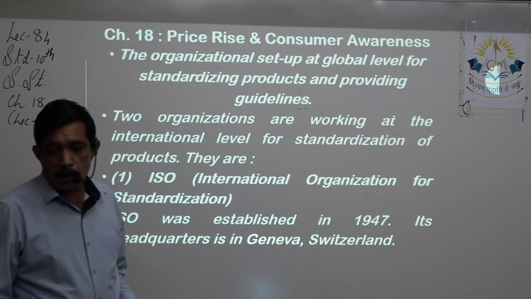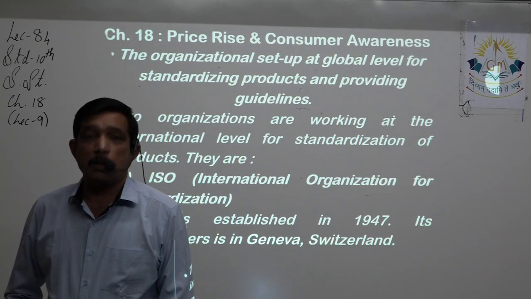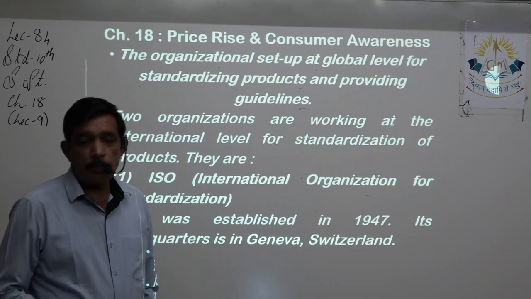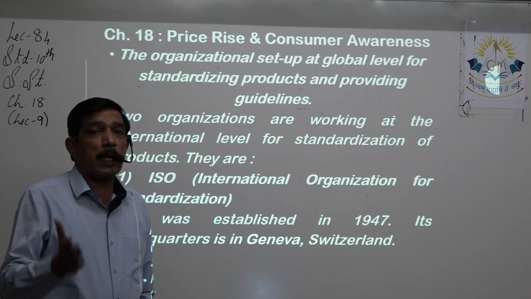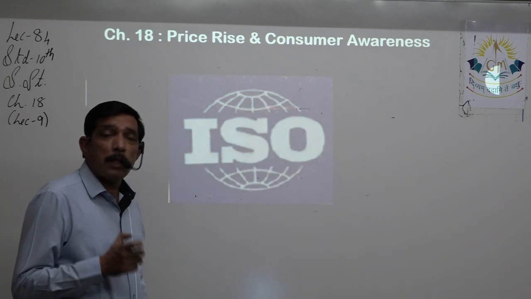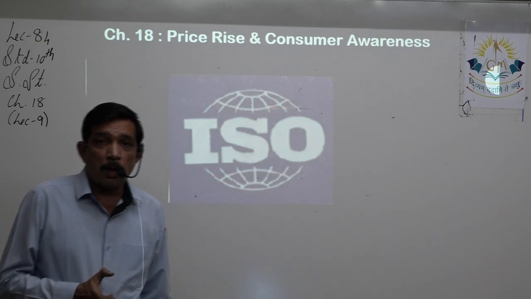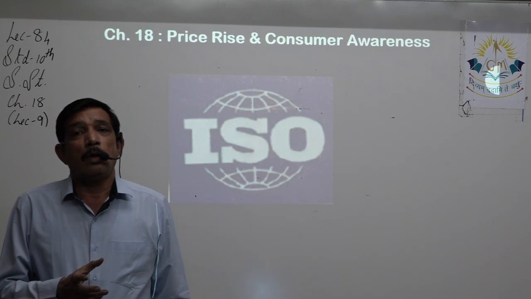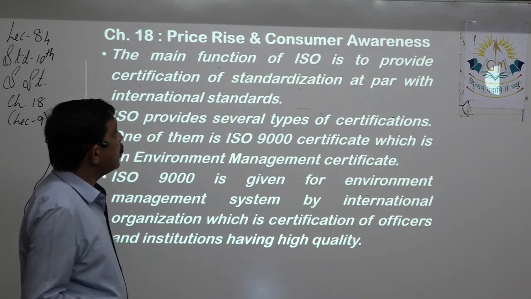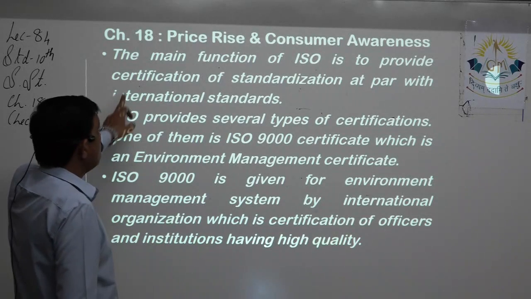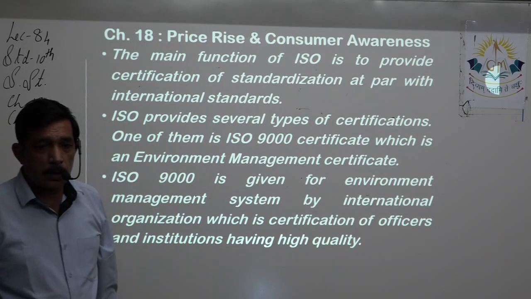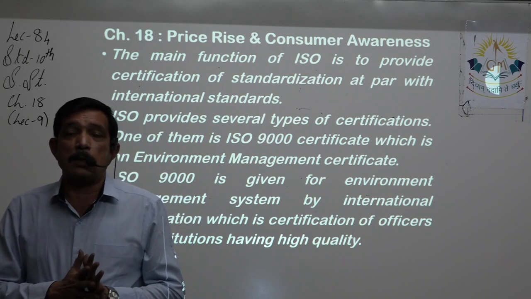ISO was established in 1947 with headquarters in Geneva, Switzerland. Now, Geneva is the place in Switzerland which is the headquarters for ISO. Now, this is the symbol that it gives to the companies, to the people who meet the international standards. The main function of ISO is to provide certification of standardization at par with international standards.